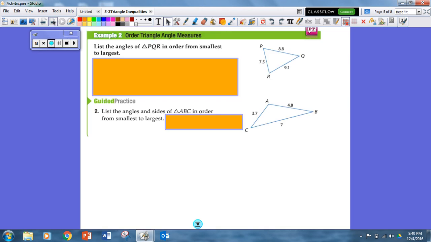List the angles of triangle PQR in order from smallest to largest, and list the angles of triangle ABC in order from smallest to largest. Pause the video and come back.